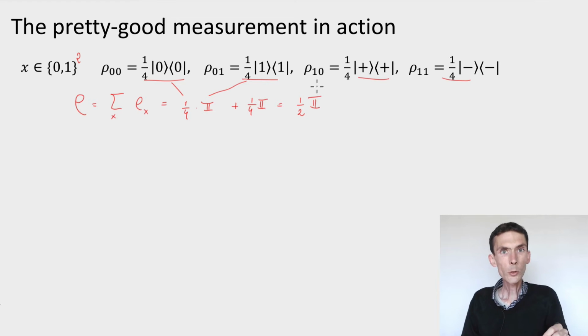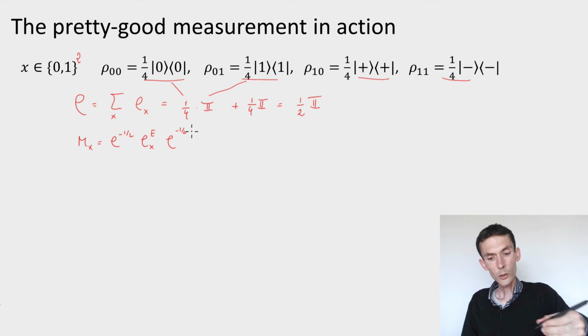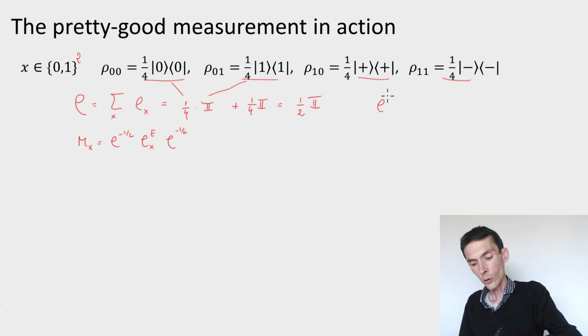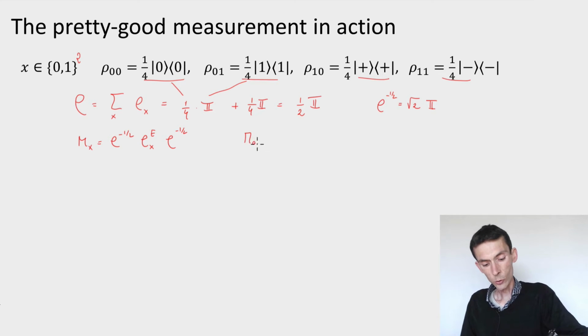Good. Now remember the definition of the measurement operators for the pretty good measurement. I need to define m_x to be equal to rho^(-1/2) times rho x times rho^(-1/2). So here what do we get? Let me compute rho^(-1/2). It's simply going to be equal to root 2 times the identity. So conjugating by rho^(-1/2) will simply multiply the states by a factor 2, which means that we get m00 will be equal to twice rho 00. So it's a half the projection on 0.